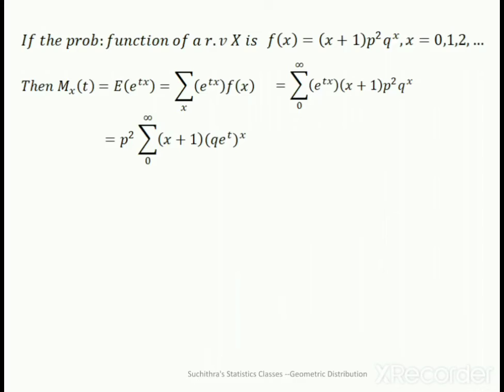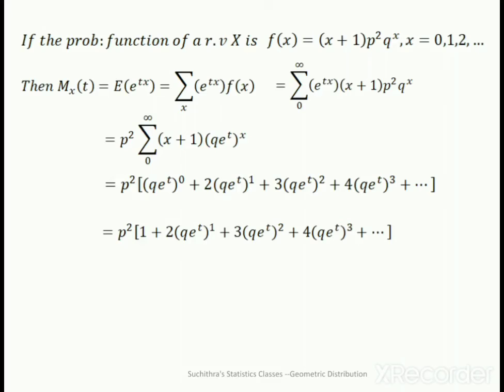And take p square outside and combine q raised to x and e raised to tx together, we will get p square summation 0 to infinity (x plus 1) into (q e raised to t) all raised to x. Substitute various values of x into it, we will get p square into [(q e raised to t) all raised to 0 plus 2 into (q e raised to t) all raised to 1 plus 3 into (q e raised to t) all square plus] etc.